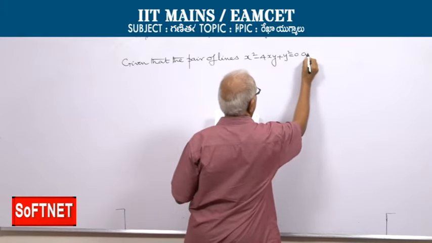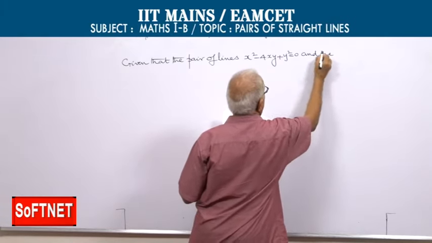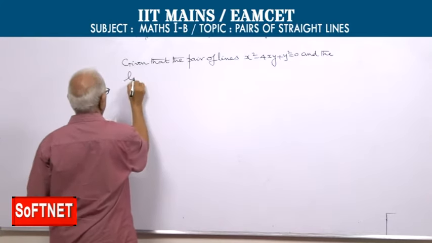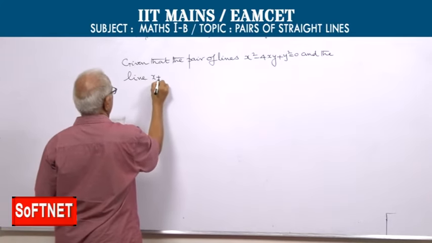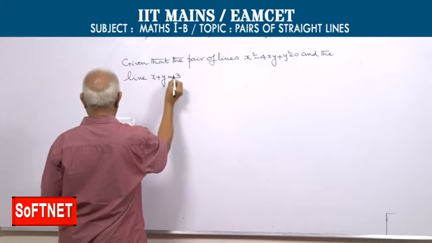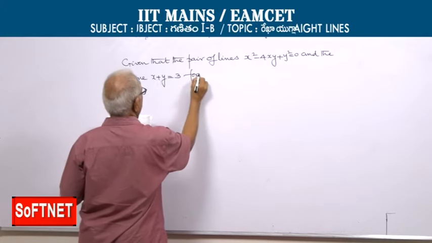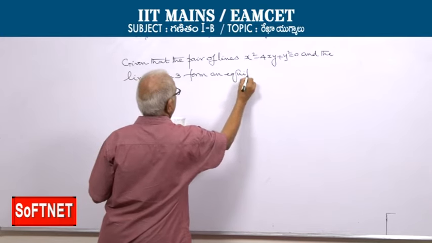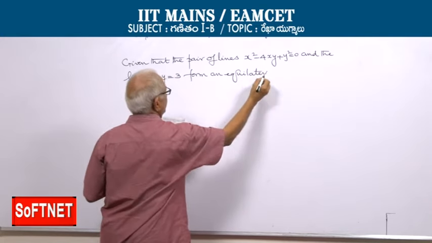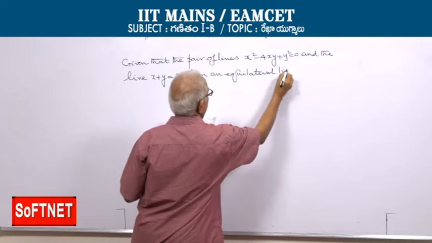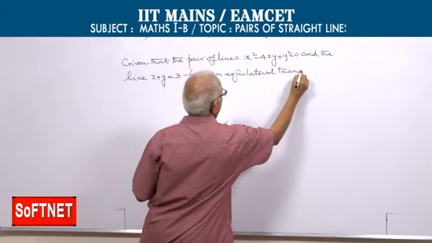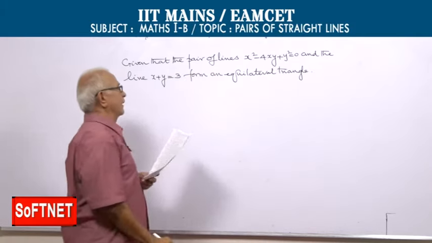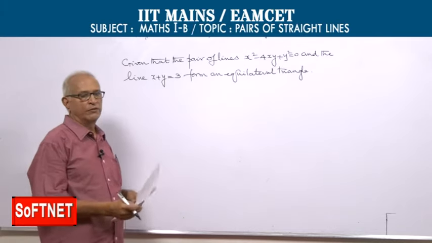And the line x plus y equal to 3 form an equilateral triangle. Well, it is clearly given that the 3 lines form an equilateral triangle. 2 lines are represented by the homogeneous equation.